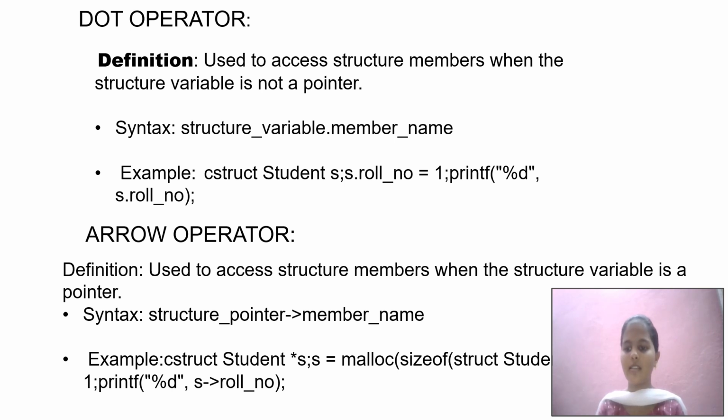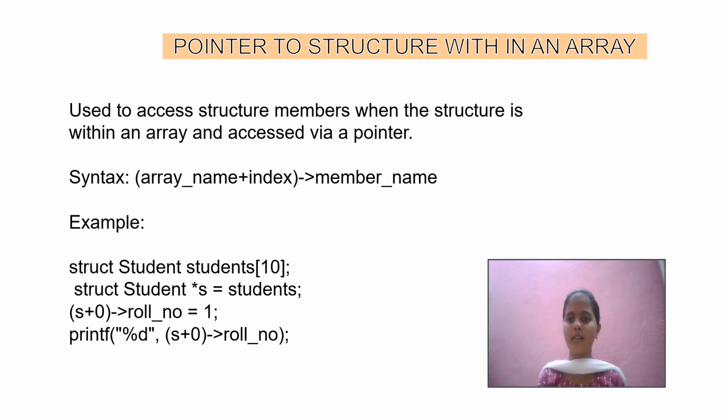When we move to the next slide, let's discuss about accessing structure member using a pointer operator within an array. We know that here is the syntax. We should start with array name plus index, nothing but subscript, and pointer symbol and member name. And here is the example. It should start with struct keyword student, should store the size within the subscript followed by statement separator.